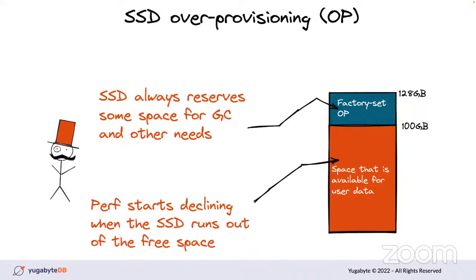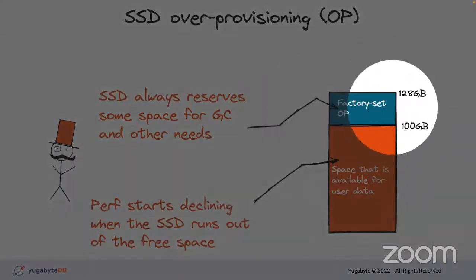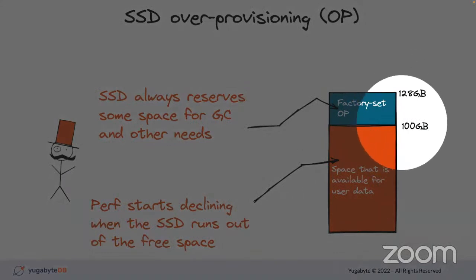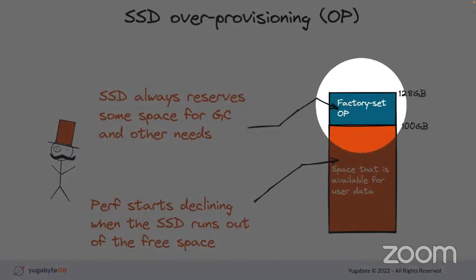And when you buy, let's say, a 100 GB disk drive, in fact the size of this disk drive is usually 10–20% bigger. If you have 100 GB, then the overall size will be 128, because those 28 gigabytes would be for the so-called factory set of over-provisioning space. And that over-provisioning space is used solely for the SSD needs. And one of those tasks is garbage collection.